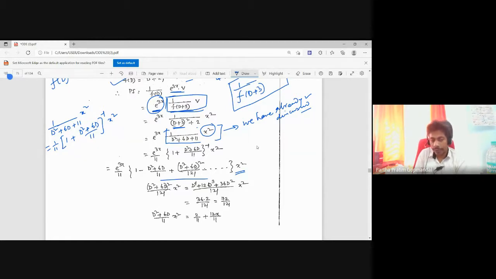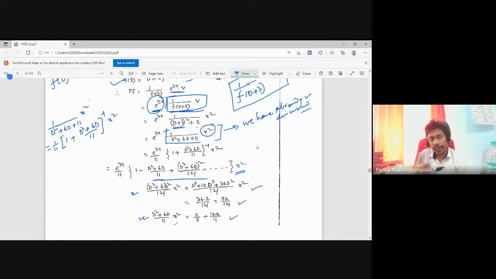There is no need. Now see, the first term is D square plus 60 by 11, that you have to operate on x square. The second term is D square plus 60 the square by 121, that you have to operate on x square. Okay, so calculations are done here.